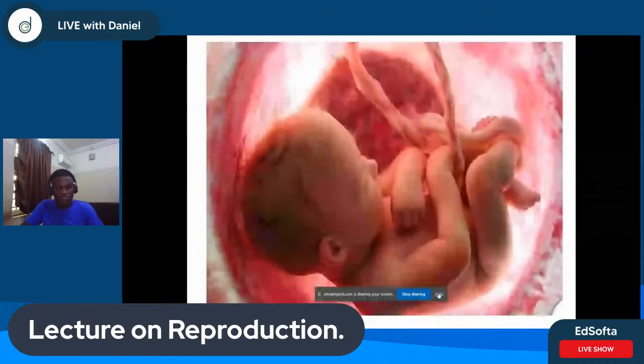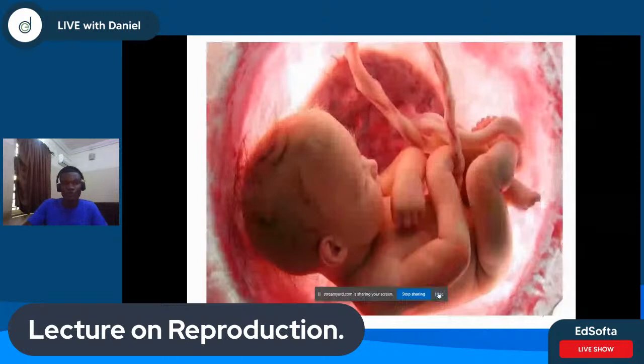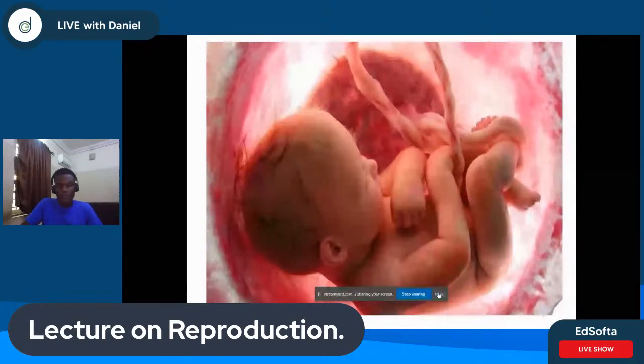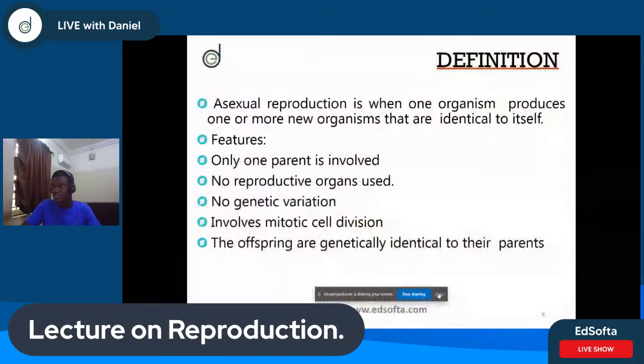So, what is reproduction? From what you can see here, you can see a zygote in the mother's womb. Now, under reproduction, we have asexual and sexual reproduction. Today we look at asexual reproduction. From the word asexual, the A means one. In asexual reproduction, one organism produces one or more organisms that are identical to itself.